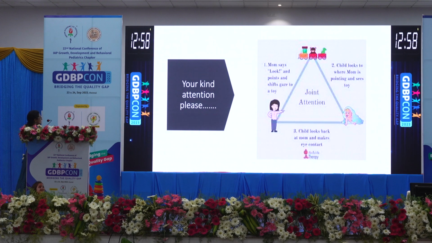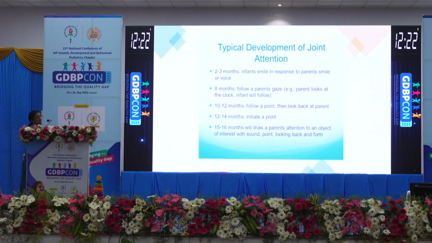So just your kind attention now. What is this joint attention? Now the mother is saying, look, and she points, she's asking her child to look at the toy. So what is the second stage, what does the child do? The child looks at the toy, and then looks back at the mother to see what she is going to say next. So it is a shifting between the toy and the mother. This is joint attention. There are stages in which this joint attention develops.